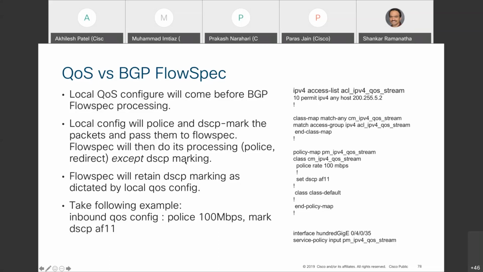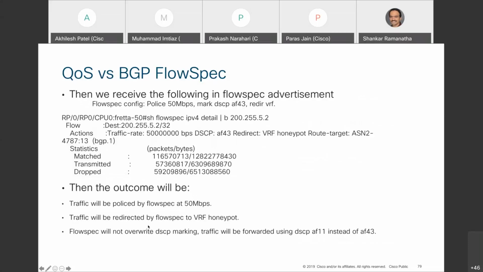So that's where, to some part, the BGP flowspec rule will win when it comes to the redirection and policing, but when it comes to the DSCP remarking, the local QoS policy will win over the BGP flowspec. This is the example, same thing I mentioned, 15 Mbps and next hop, but it will not override the DSCP marking. Traffic will be forwarded with AF11 instead of AF43, which is being programmed by the BGP flowspec.